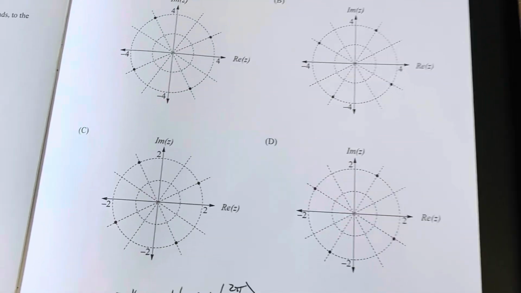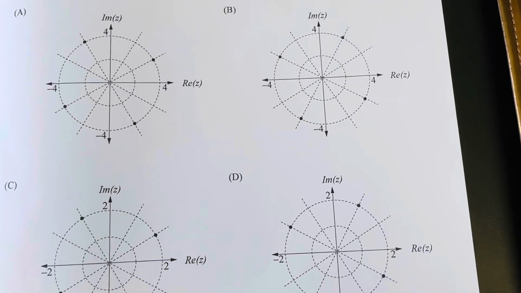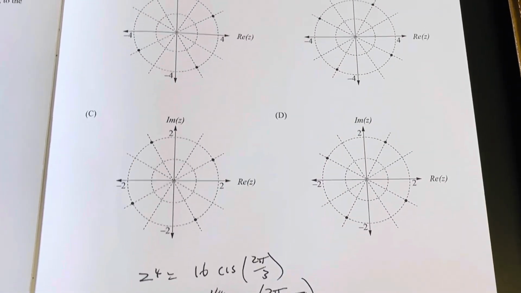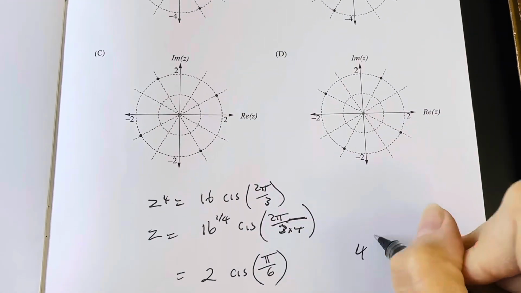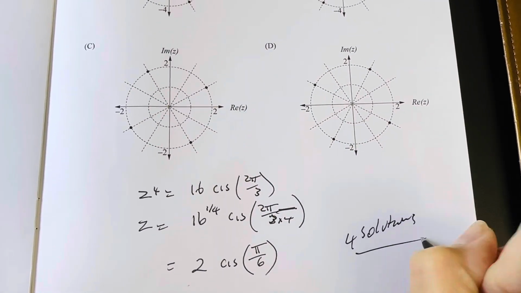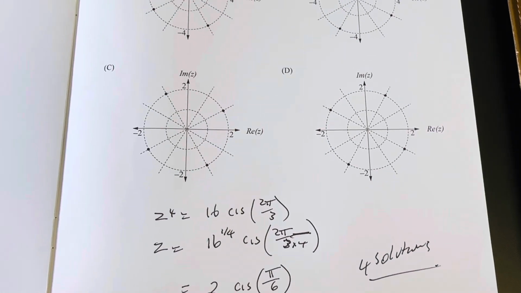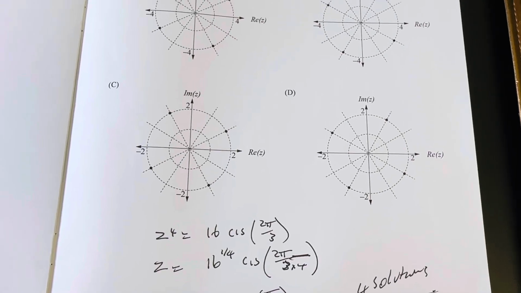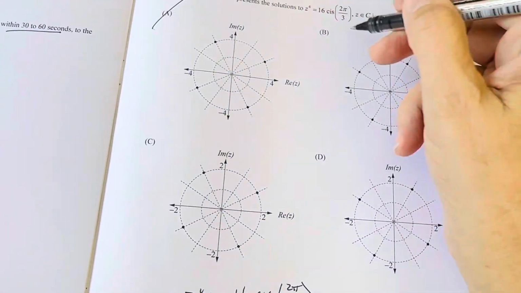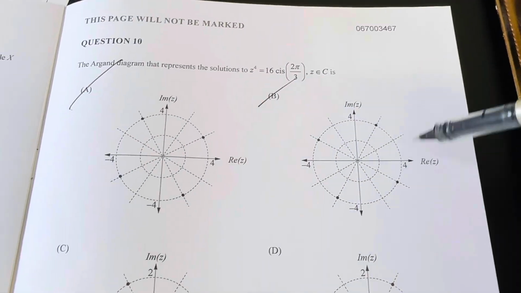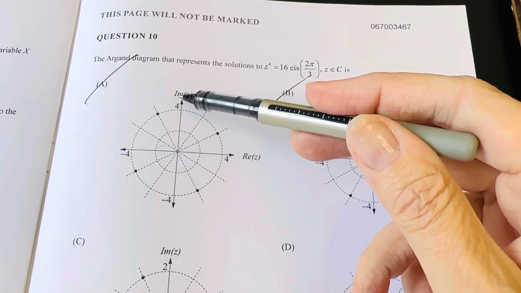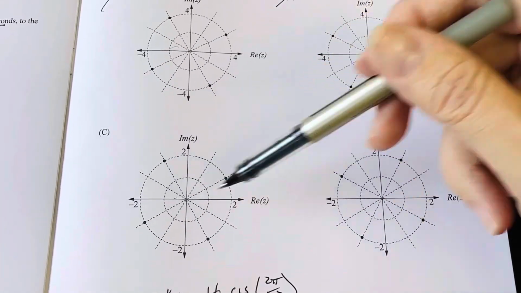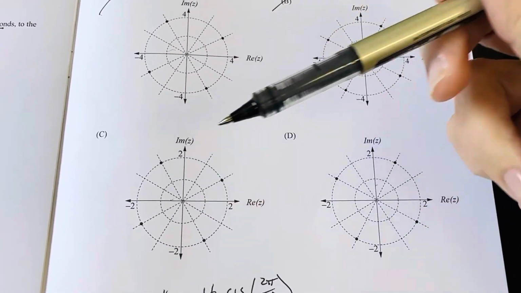So on my circle, looking at an Argand diagram, it's going to be on a circle. All my solutions, I'm going to have 4 solutions because it's a z to the fourth. They're going to be lying on the circle with a radius of 2. That immediately crosses out A and B. They are circles radius 4, aren't they? But with this, we're going to be on a circle with a radius of 2. So we're down to C or D.